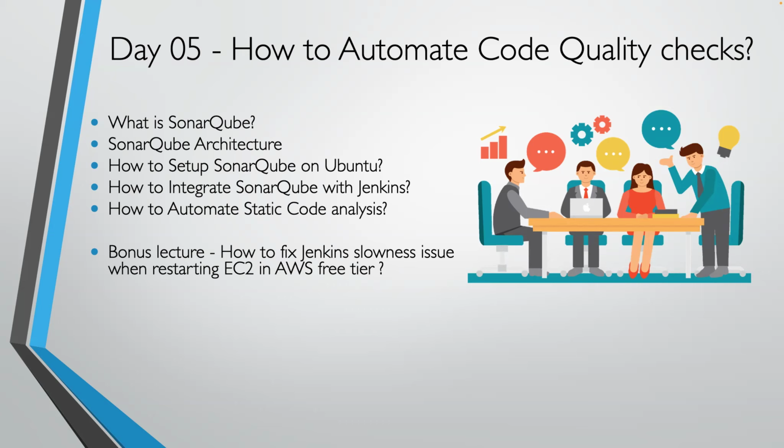So we will learn what is SonarQube and what is the architecture behind it, and then how we can set up SonarQube on Ubuntu EC2 instance, and then how we can integrate SonarQube from Jenkins. And we will learn how we can automate static code analysis from our Jenkins CICD job. And then we are also going to cover some bonus lecture as well, especially when you are configuring Jenkins on EC2 instance running in AWS free tier.